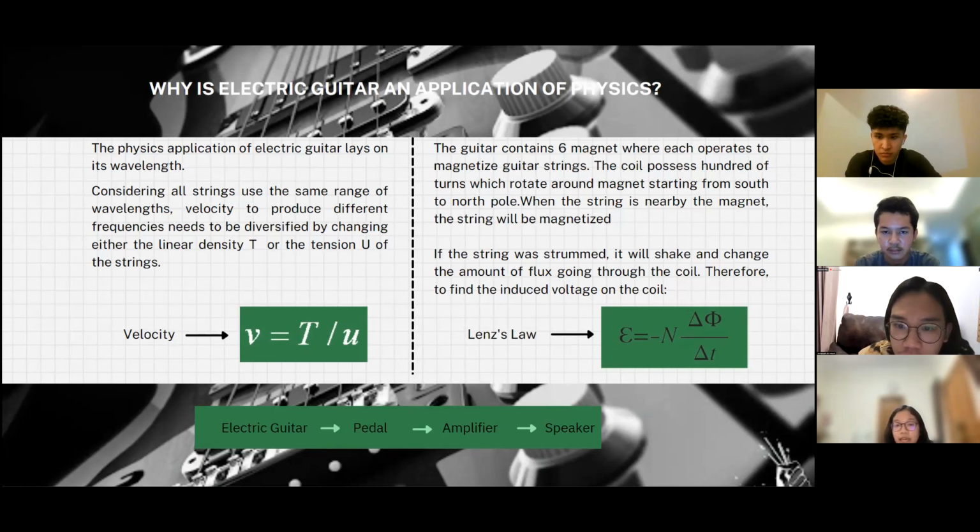On the bottom of the slide, this is a schematic diagram showing that when you play an electric guitar, it will send a signal to pedals, and the pedals will then change the sound in various ways before going into the amplifier, which will make your signal louder. Then the amplifier will lead to the speaker. Next slide, please.